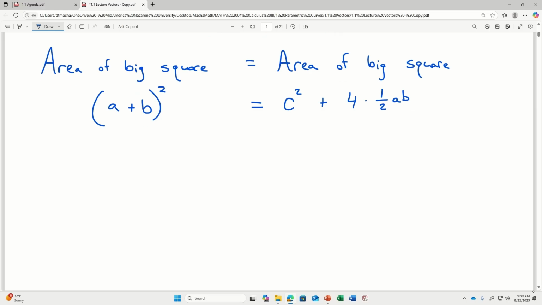Okay, somebody expand this for me. What's (a + b) squared? On the right side, what is 4 times 1/2? Do you see it? Cool.